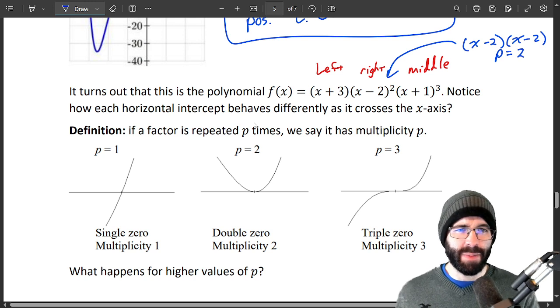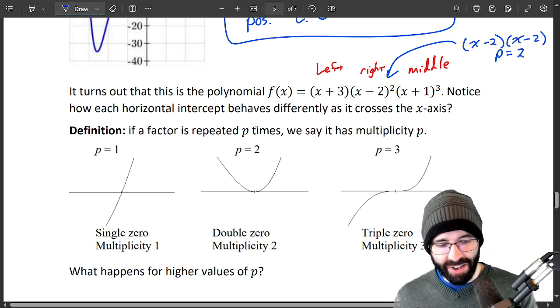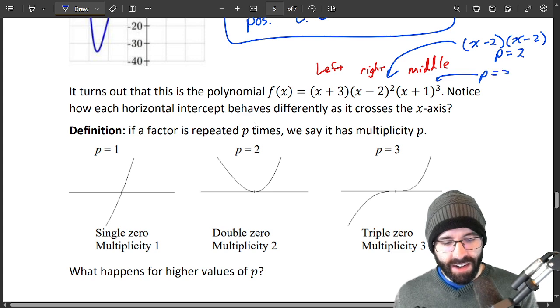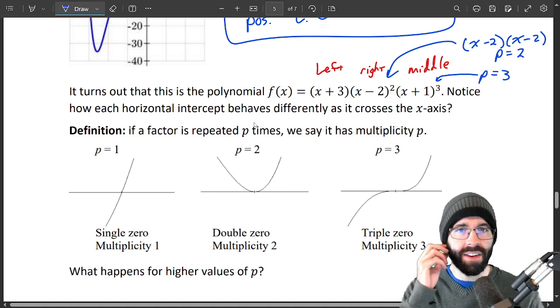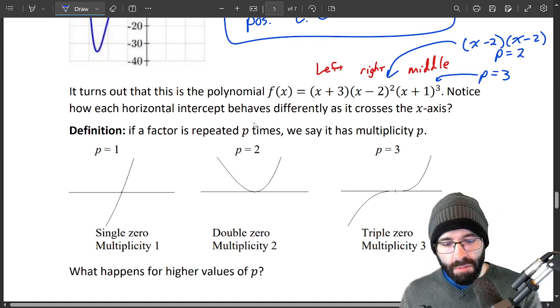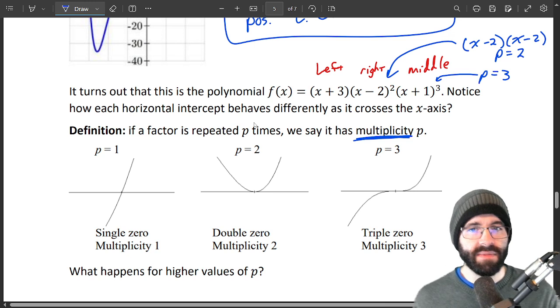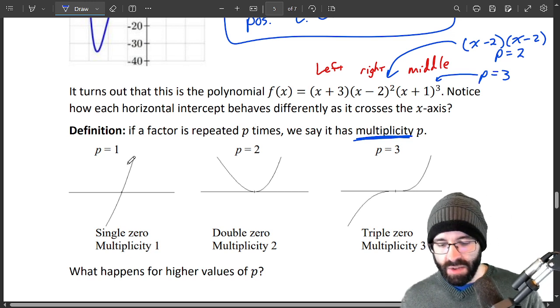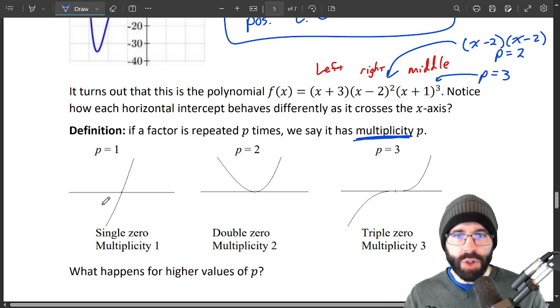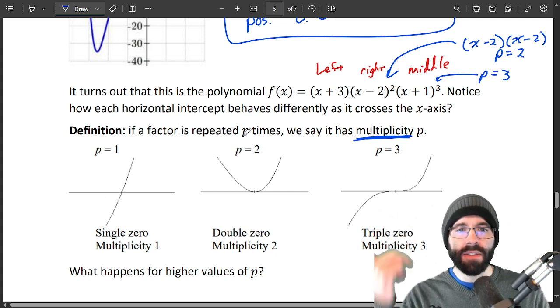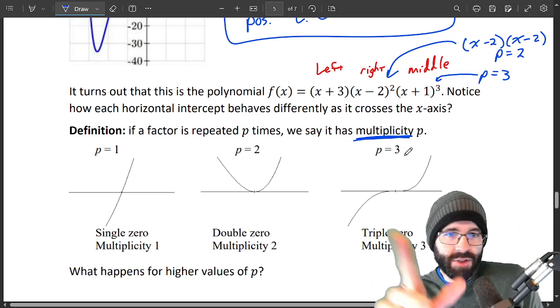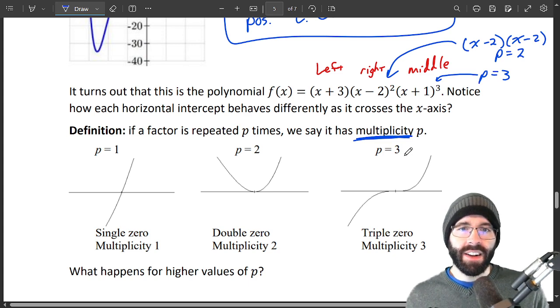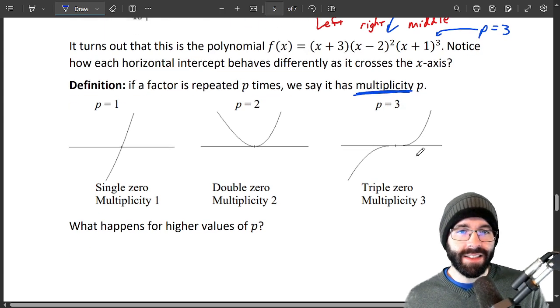Because of the exponent. This is maybe not the best example, because 2 could mean different things. Right here, the factor happens 3 times. It's being cubed. There are 3 of these multiplied together. We call that multiplicity. And if the multiplicity is 1, it's like an arrow shooting through the axis. If the multiplicity is 2, it bounces right off. If the multiplicity is 3, it kind of curls right up to it and then crosses and then zooms away after a while. That's always going to be the case.